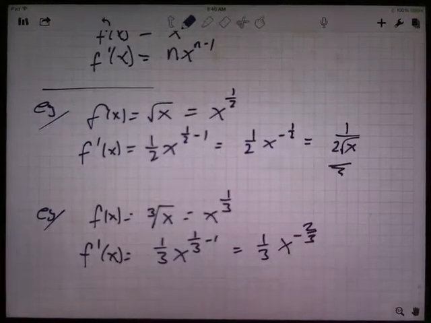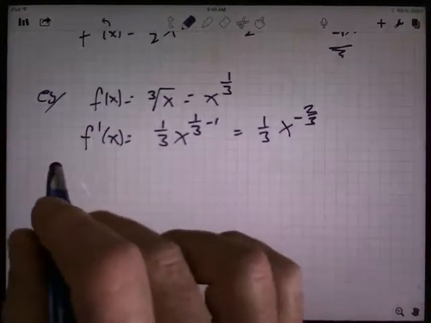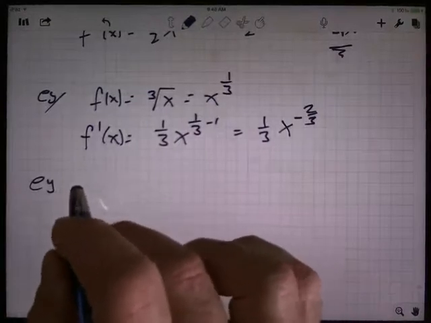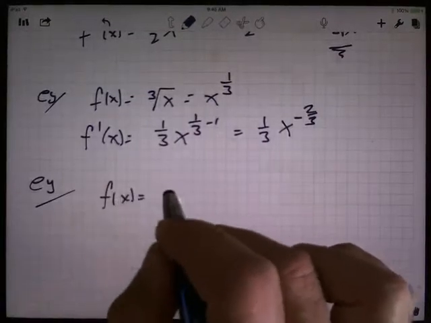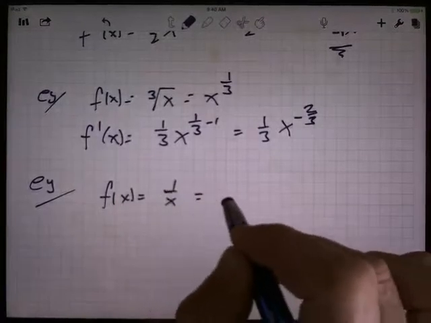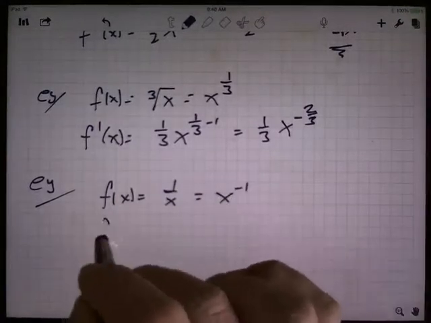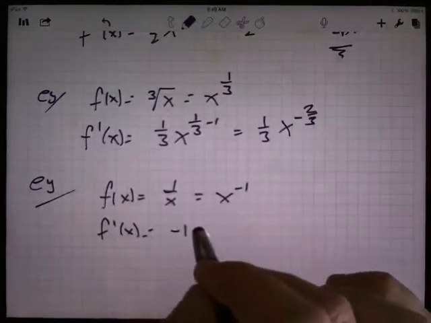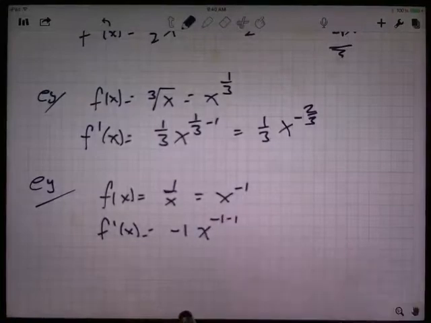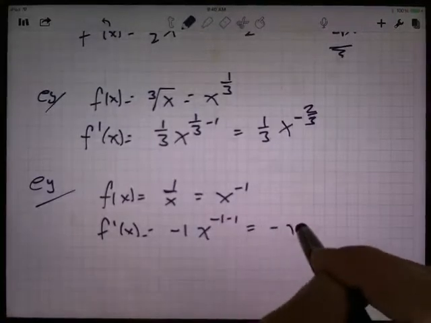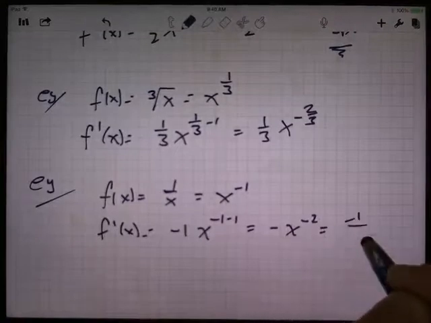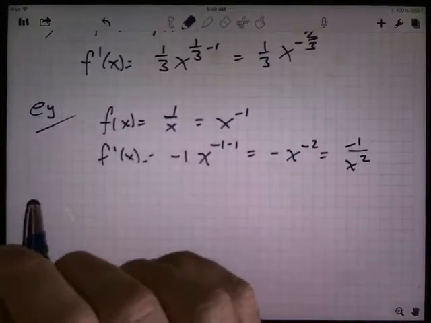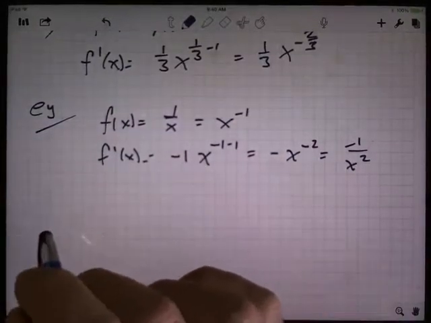Okay. Other functions that you might not immediately think of, but are power functions, are x to negative exponents. So something like f of x equals 1 over x. Think of that as x to the negative 1 power. So f prime of x is, according to the power rule, the exponent comes out in front, and then you subtract 1 from the exponent. So I've got negative x to the negative 2, which would be negative 1 over x squared. So this works for anything, any positive, negative, whatever.